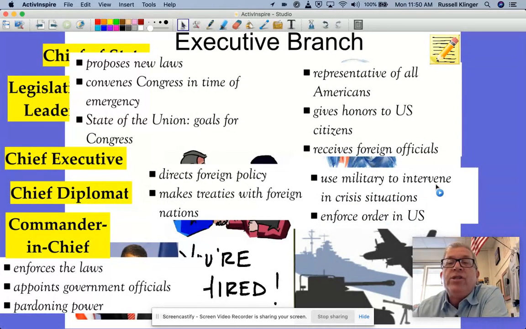They have the power to use the military to intervene in crises around the world. And they also have the power to enforce order in the United States. That means they can call in the military in the event of a natural disaster or a crisis like some kind of rebellion. They have the power to call the military to enforce laws, and that's what that power is meant for.